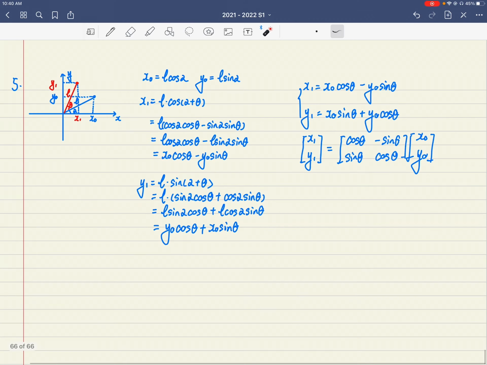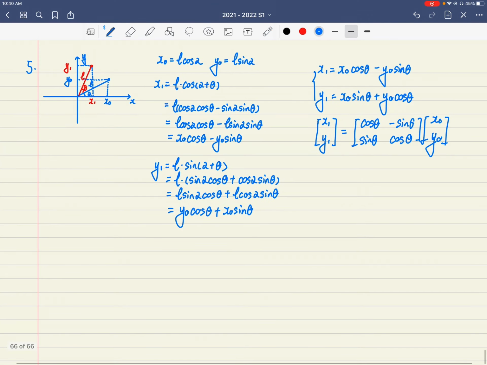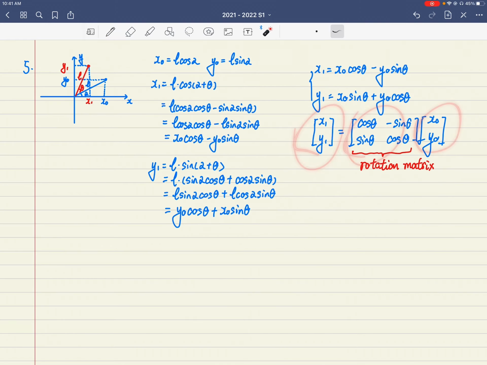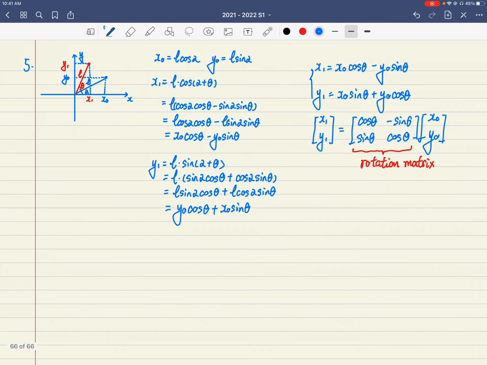In problem 5, it is a three-dimensional case, which is very, very similar. One more thing: this matrix, we give it a name. We call it a rotation matrix, because when we do the matrix product, we get a new vector. So in problem 5, it's a 3 by 3 matrix.